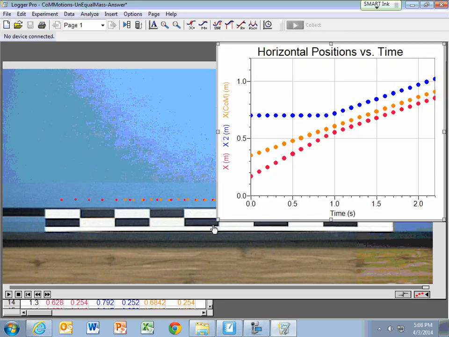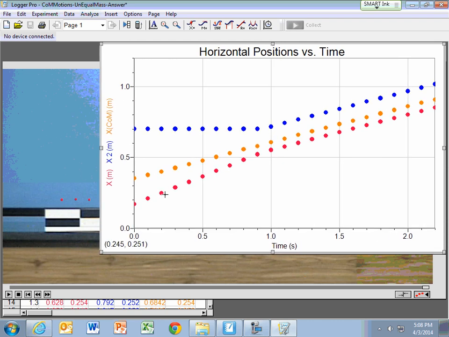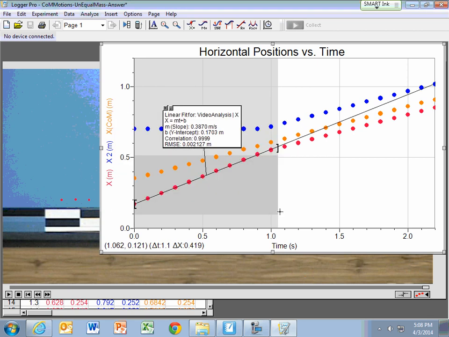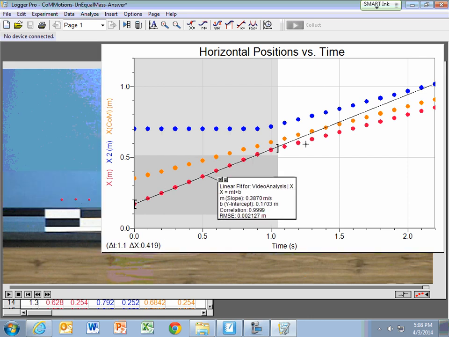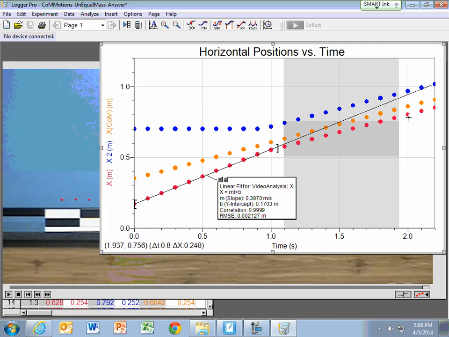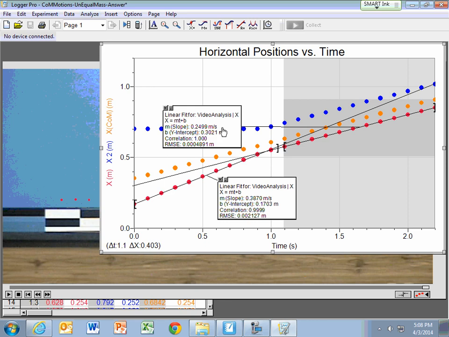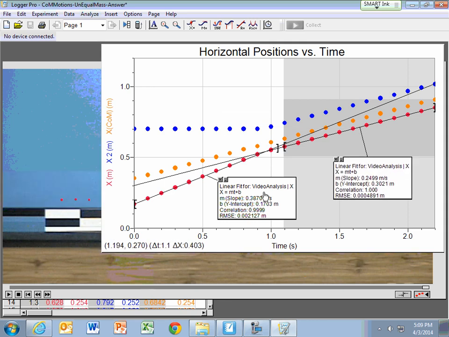If I looked at the graph of the position as a function of time, we can see that for this red cart, it had a certain velocity before it collided. And so the slope of this line would be the velocity that it has before it collided. And then it has a different velocity after it collided. We can see that the slope got smaller. It went from 0.387 meters per second down to 0.2499 meters per second.